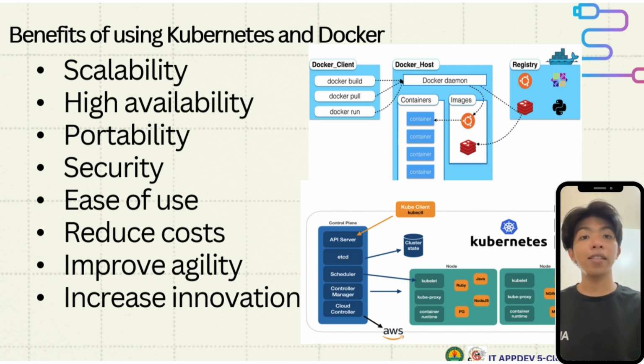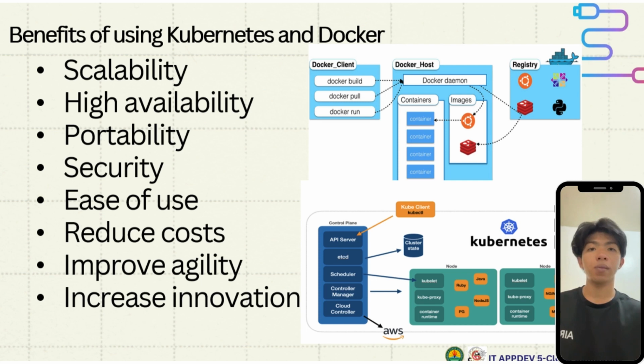Docker provides isolation for applications within the container, while Kubernetes offers features for managing access control, network policies, and secret management, collectively enhancing the security measures to safeguard containerized applications and their environments. So number 5 benefit is the ease of use. So madali lang gamitin ang Kubernetes at Docker at di ka mahirapan.